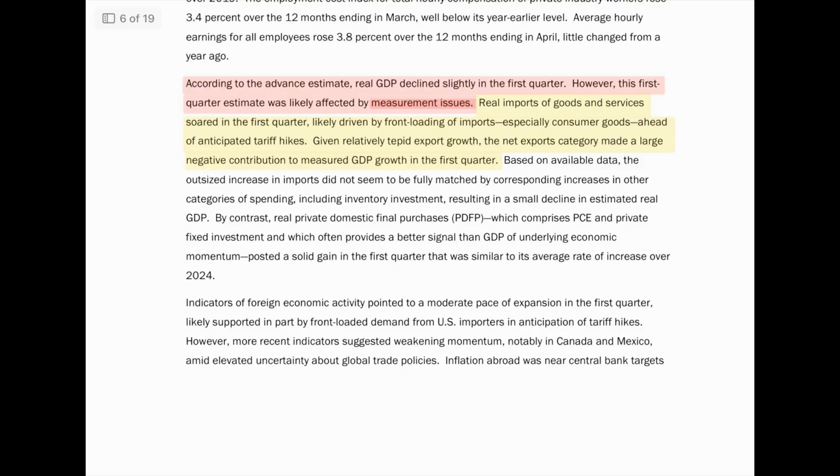And they go on to explain, real imports of goods and services soared in the first quarter, likely driven by front loading of imports, especially consumer goods, ahead of anticipated tariff hikes. Given relatively tepid export growth, the net exports category made a large negative contribution to measured GDP growth in the first quarter. Now, they're basically saying that GDP declined not because of some real decline in economic activity, but because of a massive front loading of imports because of the anticipation of tariffs, which caused an imbalance between imports and exports, which fed into that negative GDP number. So they're effectively saying that the first quarter GDP numbers was a fluke, but they're still expecting a recession in the next 6 months. Anyway, moving on.